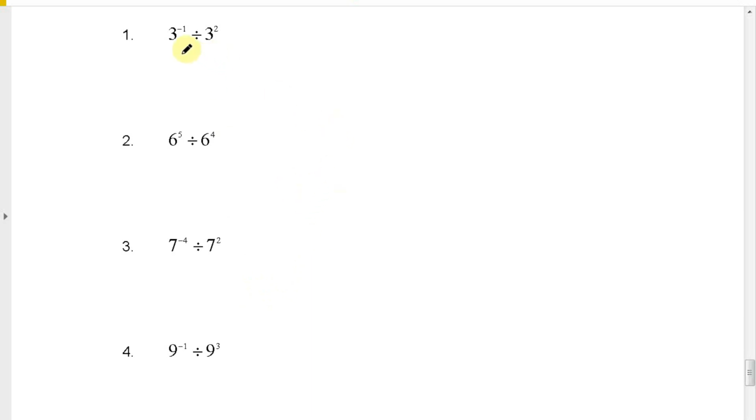Right, for the first one, are the base terms the same? Indeed they are. I've got a base of 3 here, base of 3 here. The bases are the same. We're dividing, so remember we subtract powers. So it's going to be 3 to the power minus 1 minus 2. Minus 1 minus 2 is minus 3. And I've got a negative power, so I can write 1 over 3 to the power minus 3 turns into plus 3.